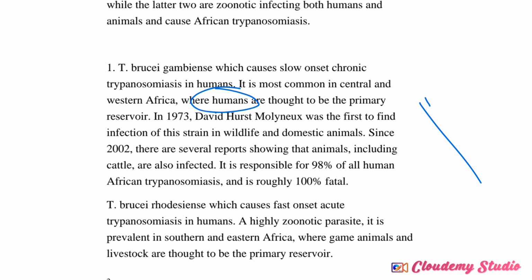But 98% of human African trypanosomiasis is caused by what? By Trypanosoma brucei gambiense. So we can basically say it is mainly found in what? In man. You understand? It is mainly found in man, and it is transmitted by a vector known as the tsetse fly. The tsetse fly has a botanical name, Glossina sp. So we can name it. Let me write it here.